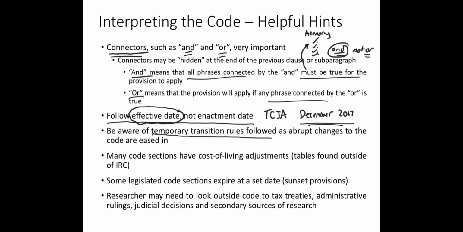Many code sections have cost of living adjustments, and the tables are found outside the Internal Revenue Code, usually through a rev proc or a notice by the IRS, and we'll talk about those. We'll talk about administrative sources. Some legislative code sections expire at a set date, sunset provisions, and we talked about how, hey, bills can make those come back. Researcher may need to look outside the code for tax treaties, administrative rulings, judicial decisions, secondary sources, and that's exactly right. Tax research isn't a vacuum. It's not just these code sections. It's other things as well. The code is just simply where we start.